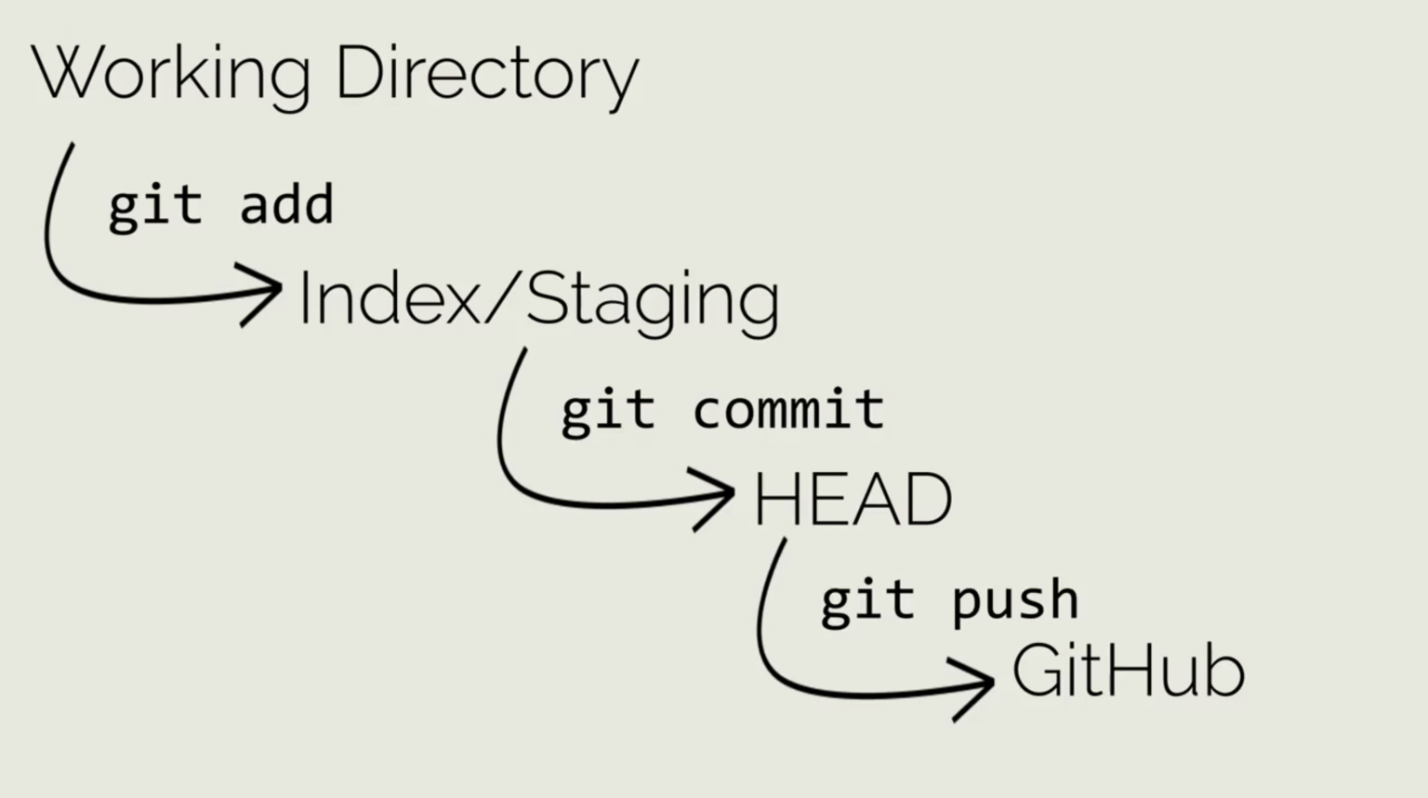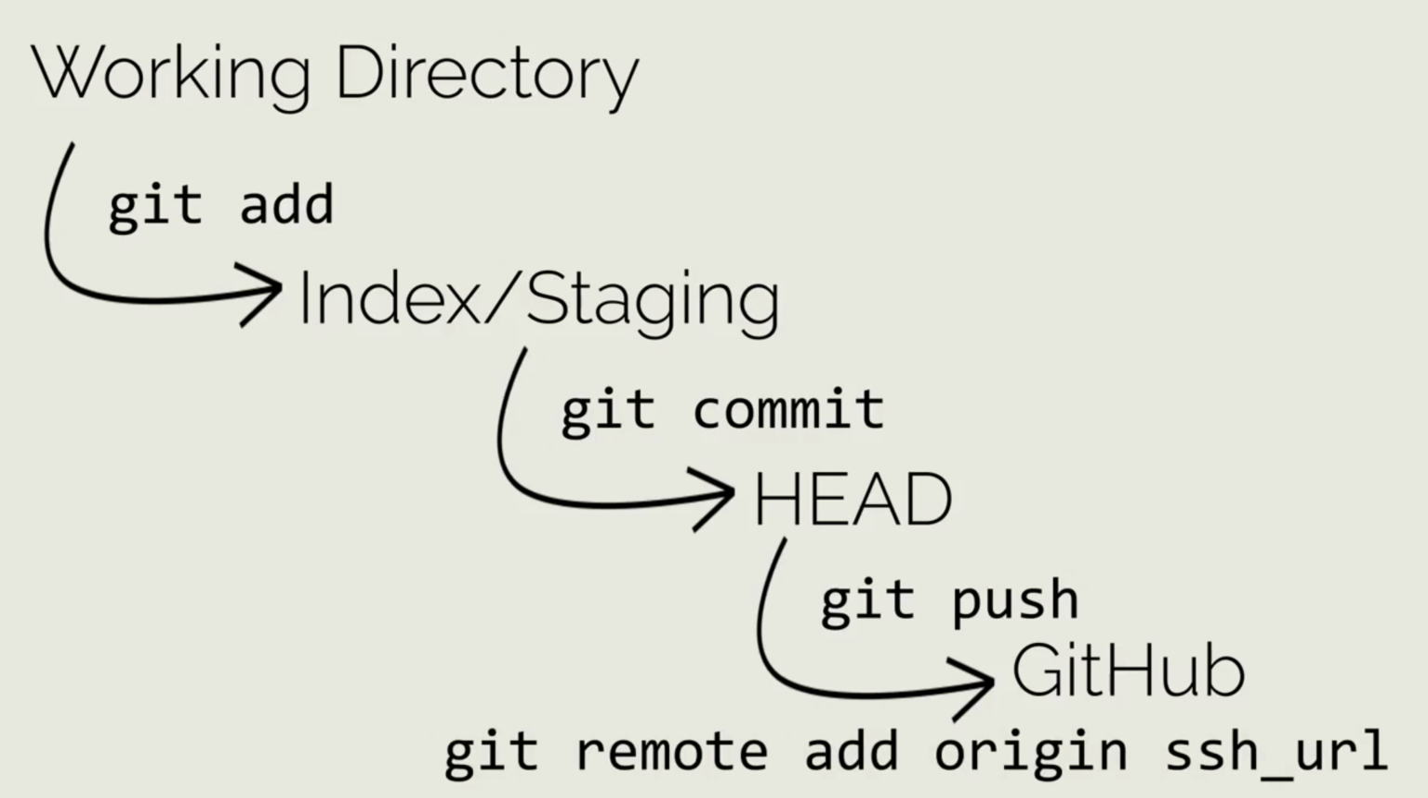This can be done by creating a repository on GitHub and copying the SSH URL for cloning. After that is done, you can simply use the git remote add origin command with the copied URL at the end of the command. This tells Git that we have a remote repository called origin at the copied URL. With the remote repository added, you can use the git push command to push the changes to the remote repository on GitHub.